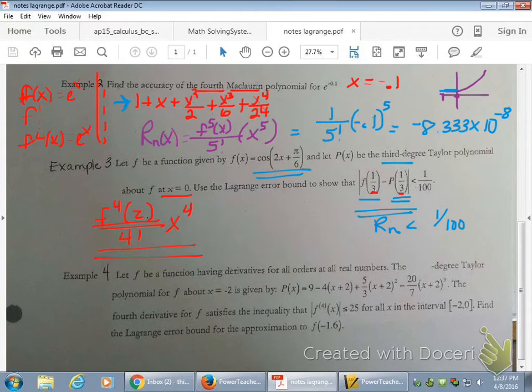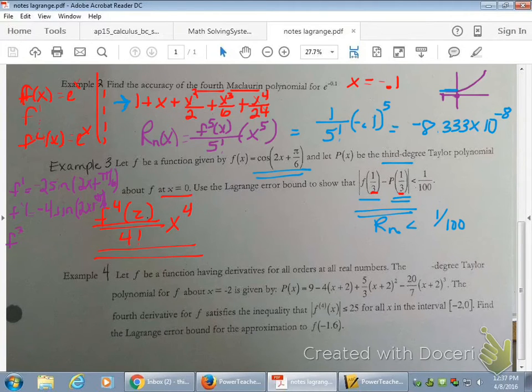So let's work it out. Let's figure out what the 4th derivative is. The first derivative is negative sine, and then multiply by the derivative of the inside, so it's negative 2 sine of 2x plus pi over 6. The second derivative, you multiply by another 2, so negative 4 sine of 2x plus pi over 6.